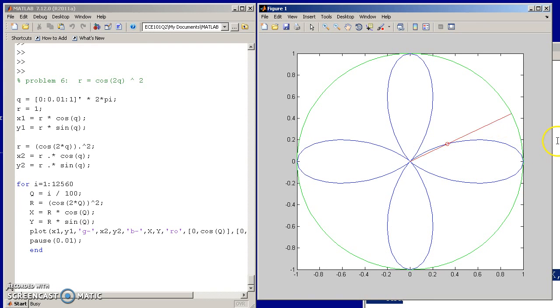Just kind of some of the neat functions you can build using polar coordinates, basically trig functions in Matlab.